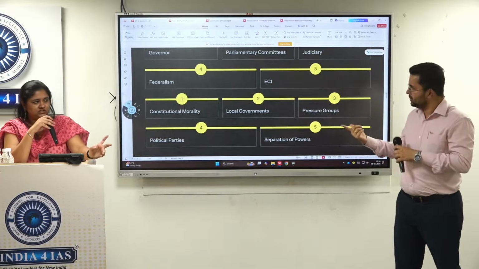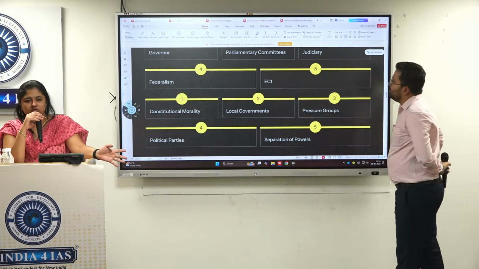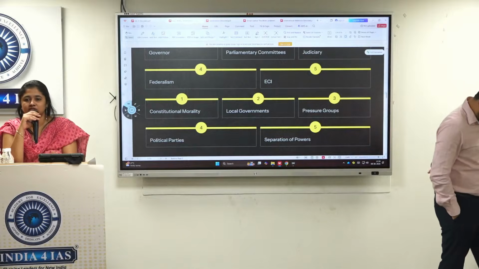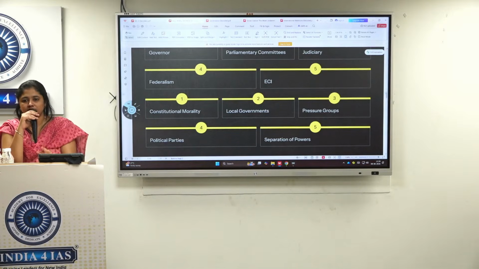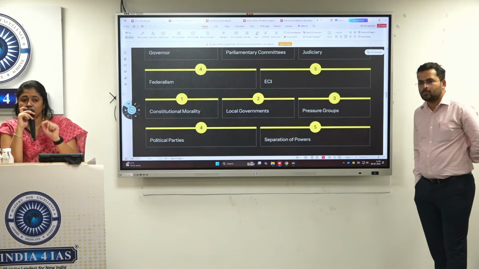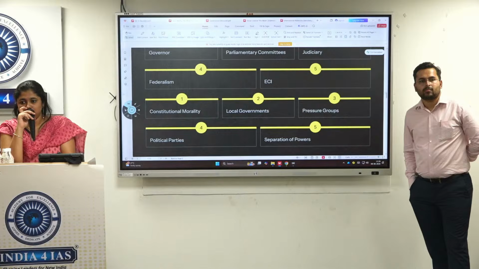Just adding, since we were talking about the judiciary, I wanted to explore all the different components related or interrelated with the judiciary. For example, judicial activism, judicial overreach, judicial innovation, judicial accountability. So all these are interrelated, right? So you have to know what each of these terms mean.